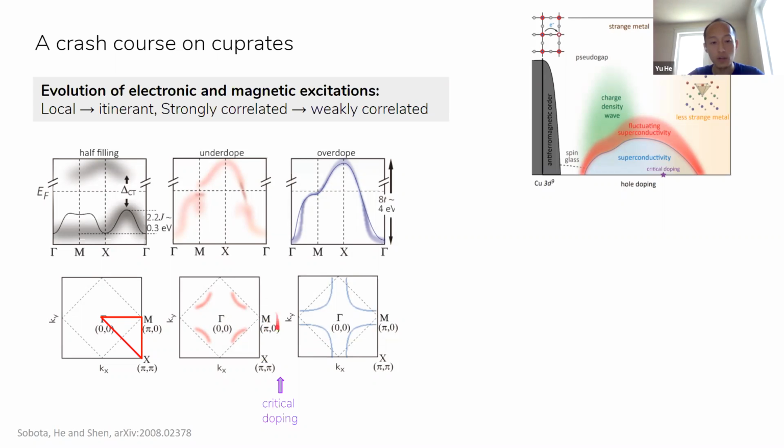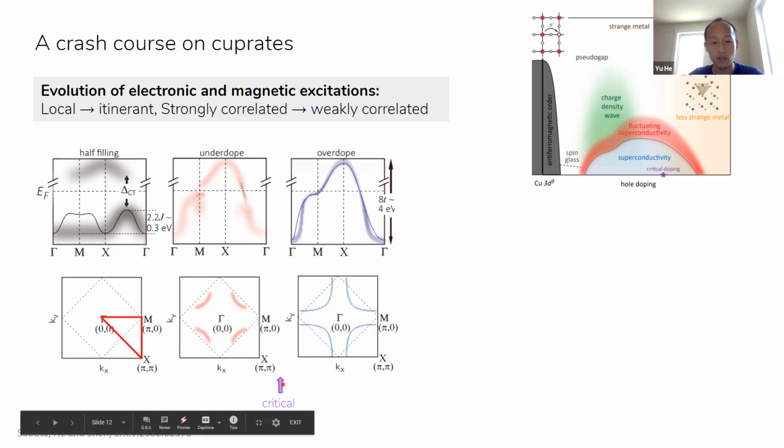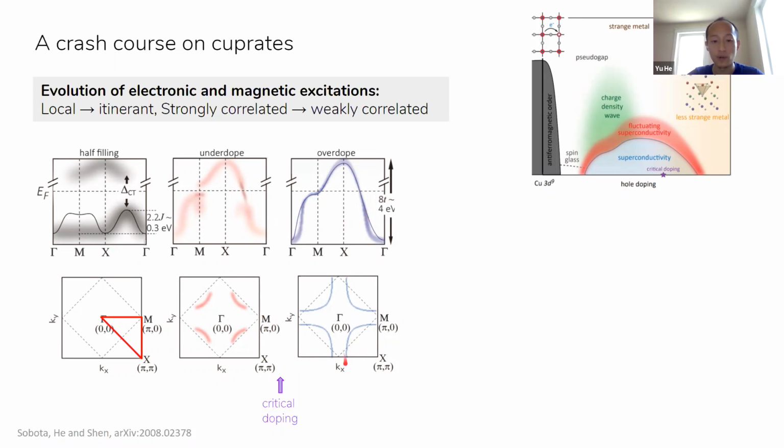However, those quasi-particles aren't really showing up near the endpoint, or the 0 to pi, 0 direction, where the spectrum remains very, very broad. And only after we dope the system past that critical doping, the band structures start to behave like the tight binding prediction, and the Fermi surface becomes restored to this coherent Fermi surface over the entire momentum space.